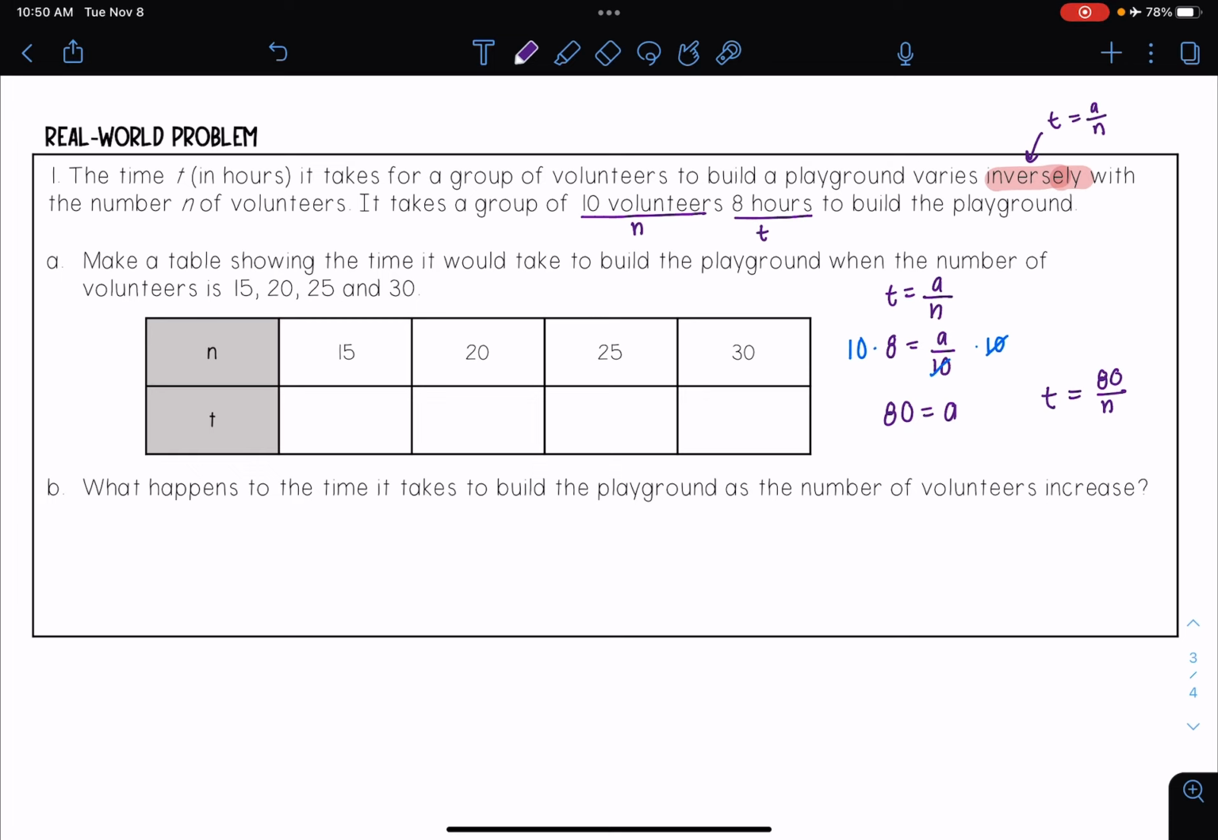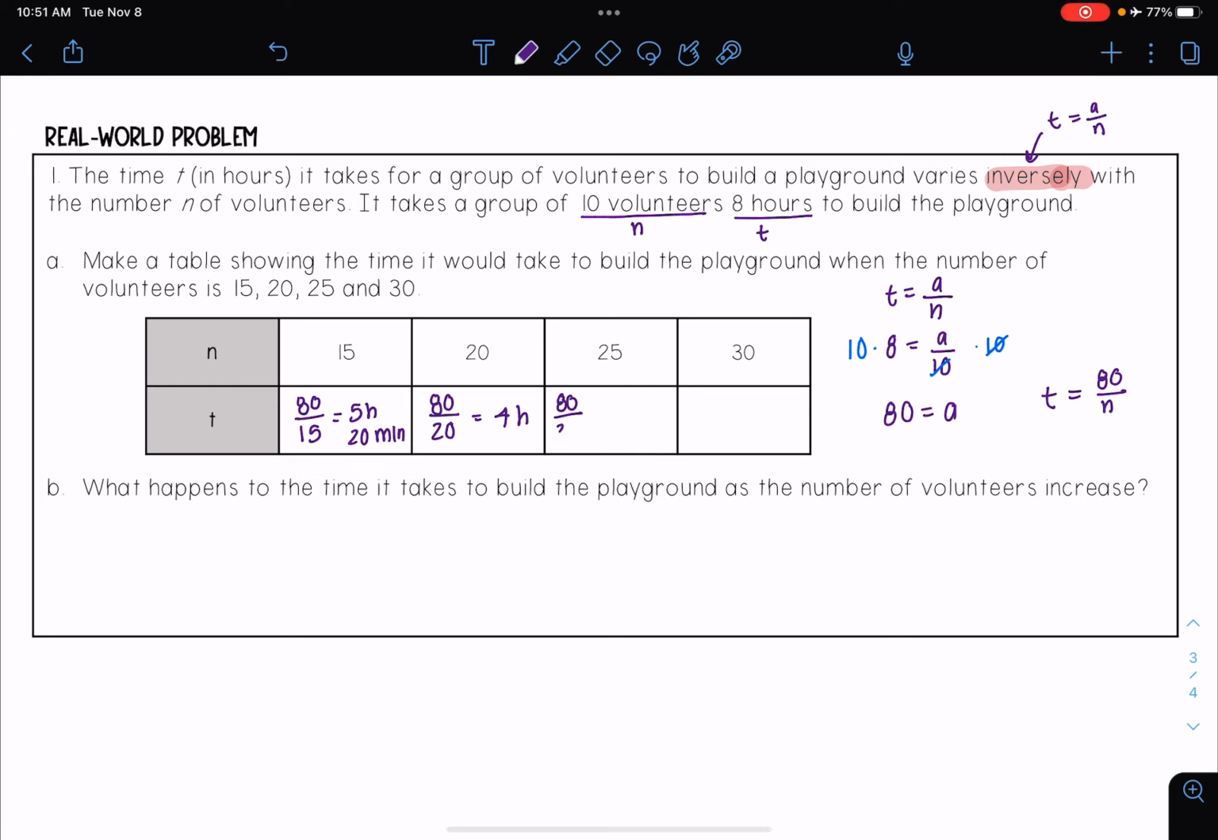So now we can use this equation to fill out this table. So it's 80 divided by n, so t is equal to, this first one is going to be 80 divided by 15. And when you do 80 divided by 15, you get 5.333, or in other words, 16/3. And so thinking of this in terms of hours, that means it's going to be 5 hours and 20 minutes, because a third of an hour is 20 minutes. Okay, this next one is going to be 80 divided by n, which is 20. And so that's going to be 4 hours.